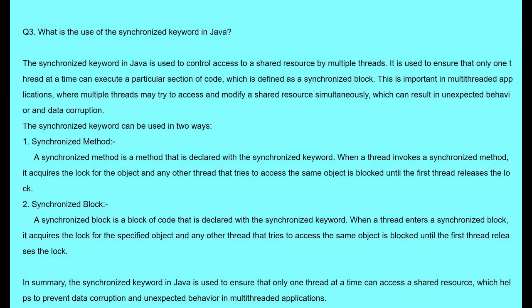In summary, the synchronized keyword in Java is used to ensure that only one thread at a time can access a shared resource, which helps to prevent data corruption and unexpected behavior in multithreaded applications.